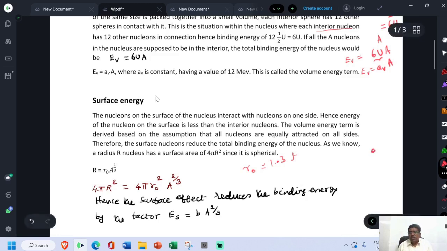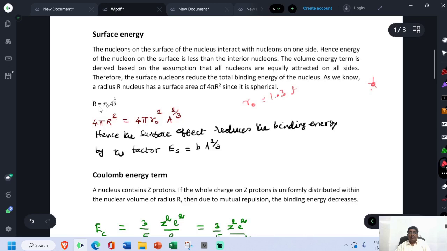If it is an interior nucleon, the energy possessed by that nucleon is 6U. If the nucleon is present on the surface, its energy is reduced, because the surface nucleons are not surrounded by all other nucleons in all the directions. The volume energy term is derived based on the assumption that all nucleons are equally attracted on all sides. Therefore, the surface nucleons reduce the total binding energy of the nucleus.